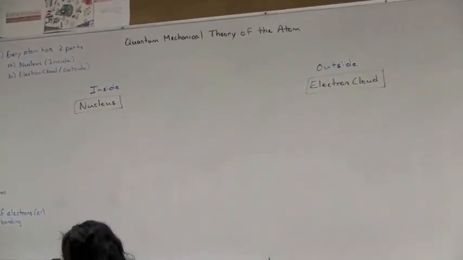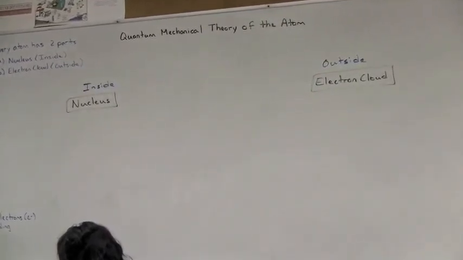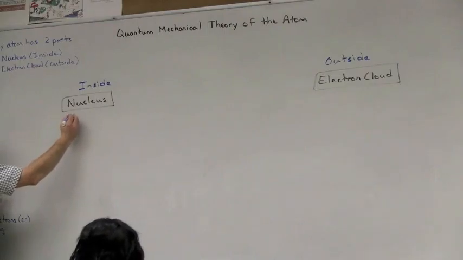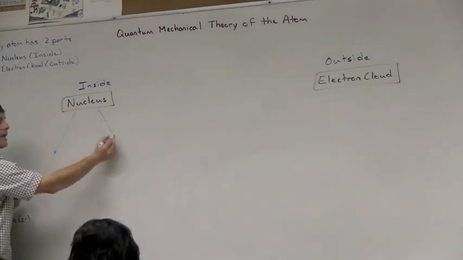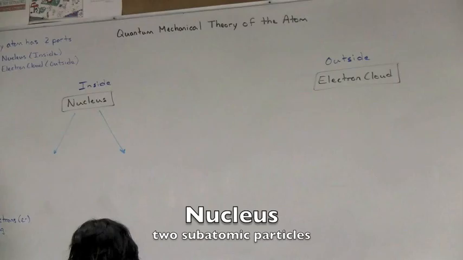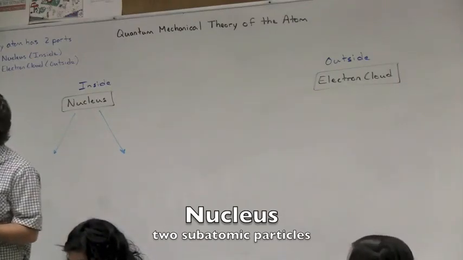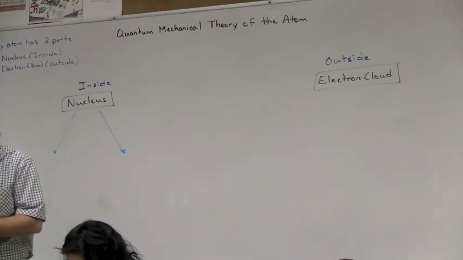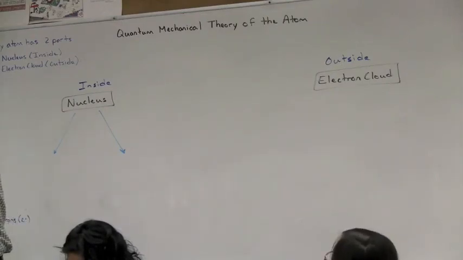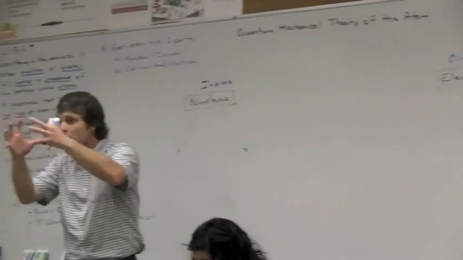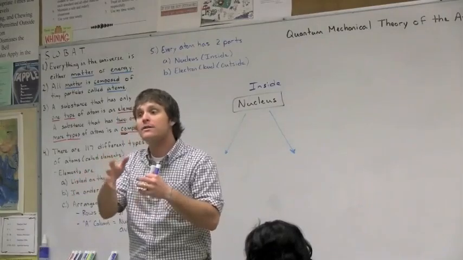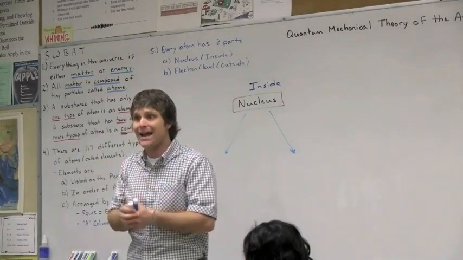It's got an inside part that we call the nucleus. It's got an outside part which we call the electron cloud. Now, the nucleus has what we call subatomic particles. As we talked about earlier, submarine goes within the water. Subway goes within the ground. So subatomic means within the atom. So when we zoom in and look at one individual atom, you've got certain particles, subatomic particles, in that atom.